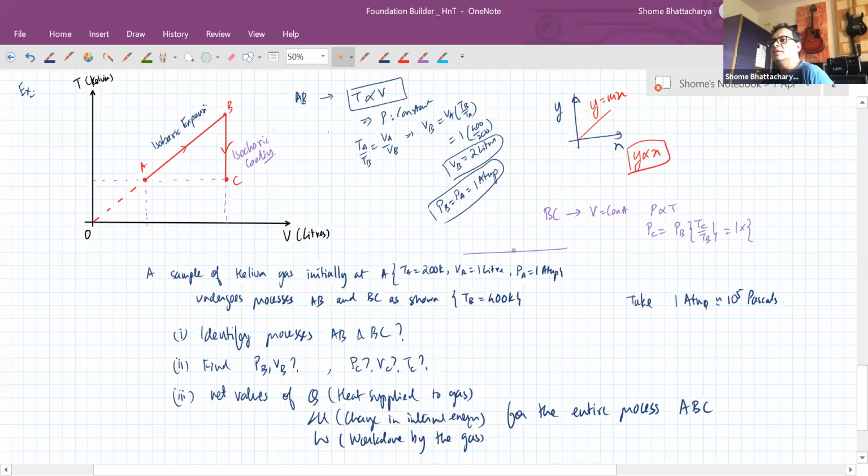Now the temperature at C is the same as the temperature at A. From the graph, you can see it's a common temperature. This temperature was given to us as 200 Kelvin. And the temperature at B was given to us as 400 Kelvin. And this volume was given to us as 1 liter.